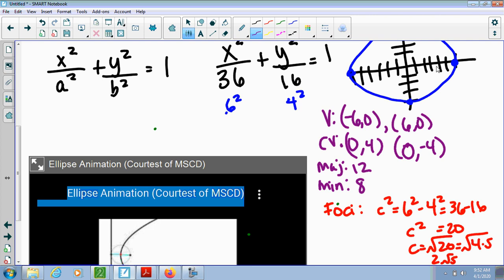It's always on your major axis. So the square root of 20 is between 4 and 5, right? So I'm just going to put it here and put it right there. And if we have to write our ordered pairs down, our ordered pairs for our foci are going to be 2 root 5, 0, and negative 2 root 5, 0.